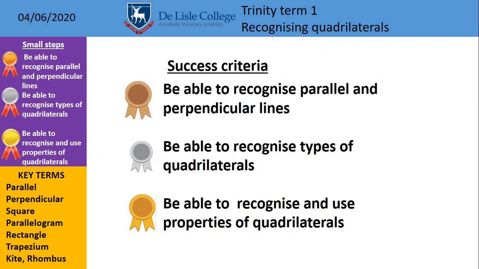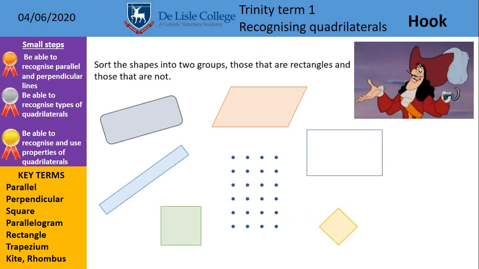So today we're going to be able to recognise parallel and perpendicular lines. We've had a look at those definitions from last week. We'll be able to recognise types of quadrilaterals and then be able to recognise and use those properties of quadrilaterals. So first up, I'd like you to sort the shapes into two groups, those that are rectangles and those that are not. So pause the video and have a go at some of those and think, can you have a definition for what a rectangle is? I'll put up a definition shortly and then you maybe want to change around some of your answers.